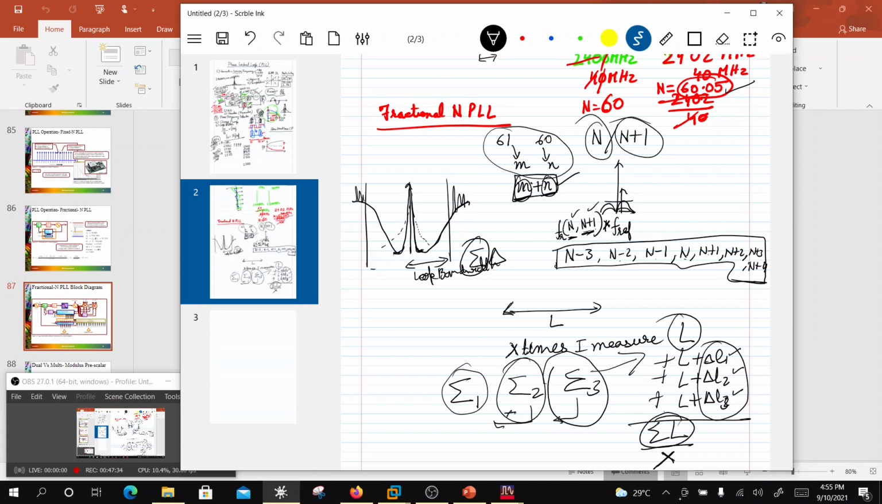Okay, so what is happening is we are doing this noise shaping using a sigma delta modulator, and we are pushing the noise from lower offset frequency to a higher offset frequency. So up to wherever the corrections are done, you get low phase noise, and beyond that it is uncorrected, right? And then you put a loop filter around it.